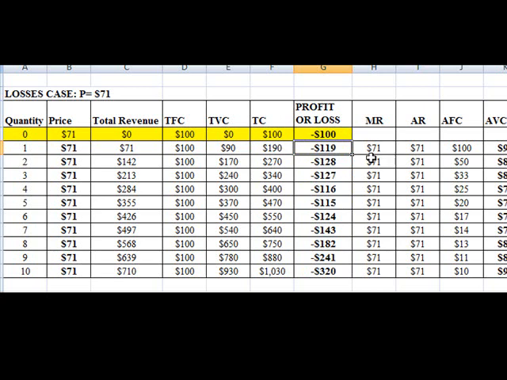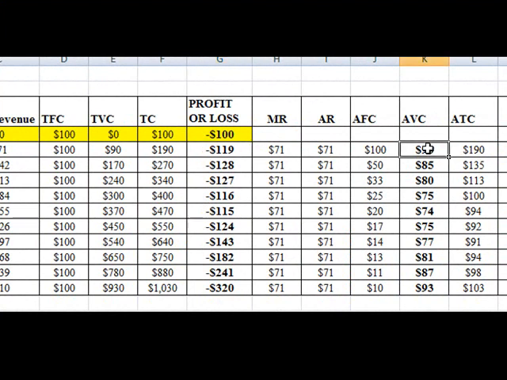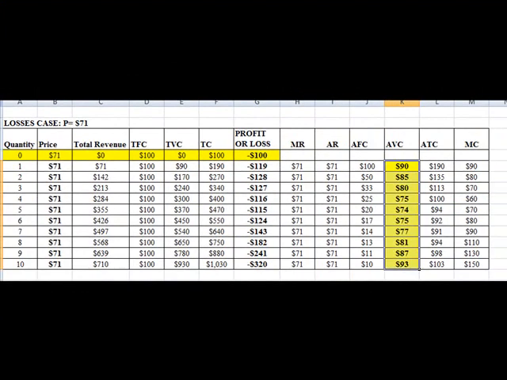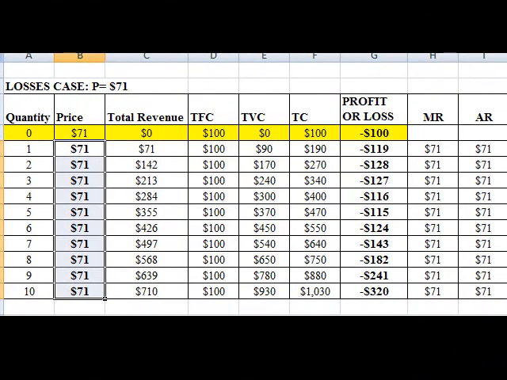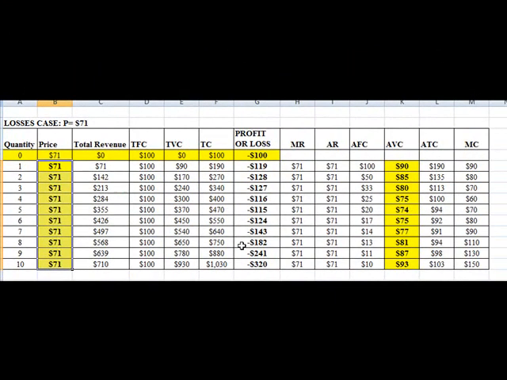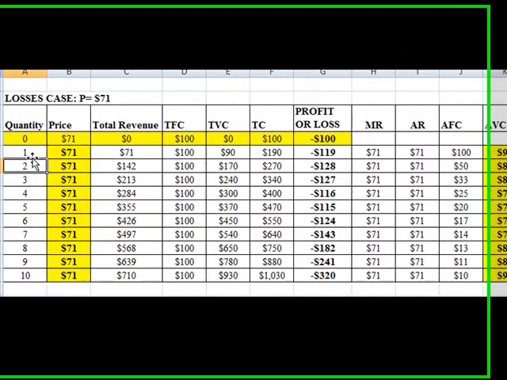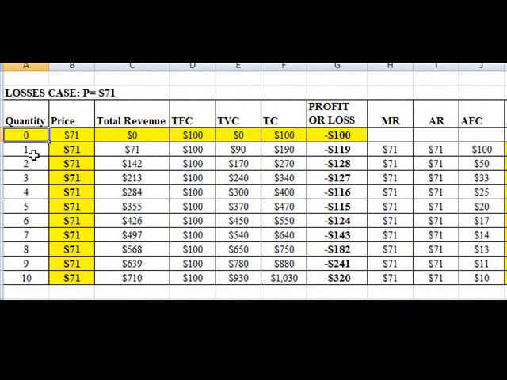Now the shutdown point is when price is less than the average variable cost at every possible point. If I look over here at this particular column, I find that price is less than average variable cost at every possible unit of production. What this tells me is that something's varying, and what's being varied is how much I'm producing. So if the price is not great enough to cover the cost structure of this, then I should leave. And this is what the shutdown point tells us.